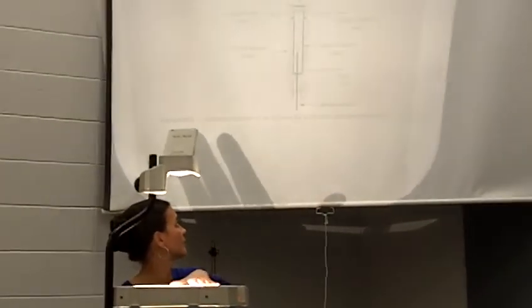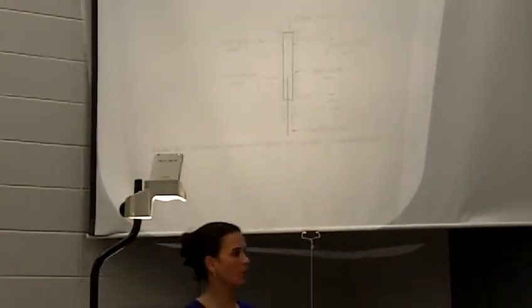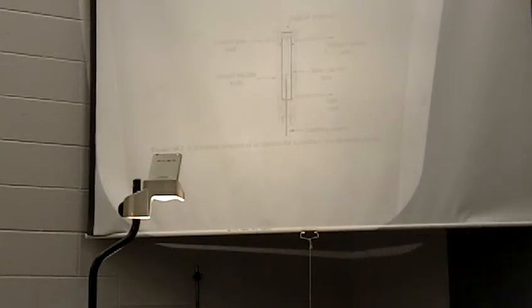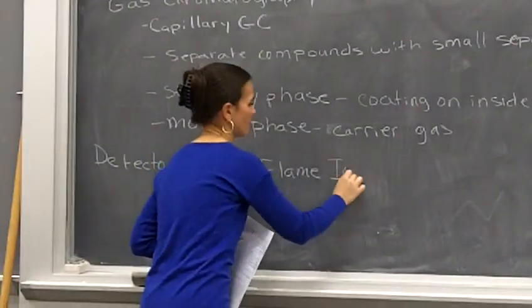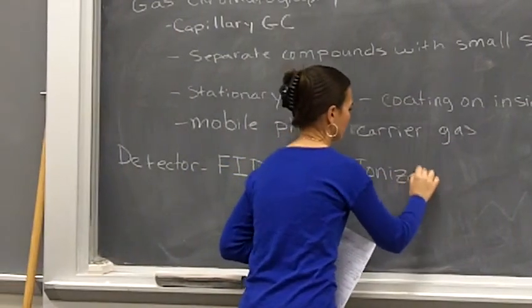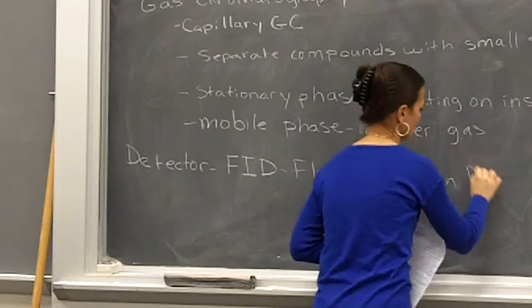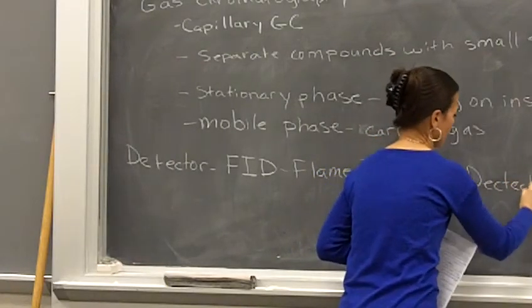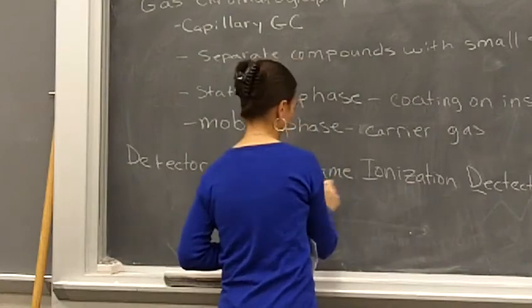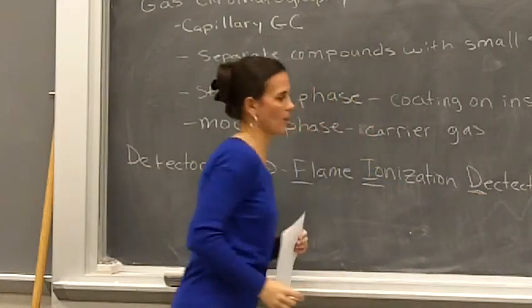So once it goes through the column, then we have to detect the sample. And what we use for a detector is what's called an FID. It's a flame ionization detector. We use this detector because it's a very sensitive detector. So the FID comes from the F, the I, and the D, okay?